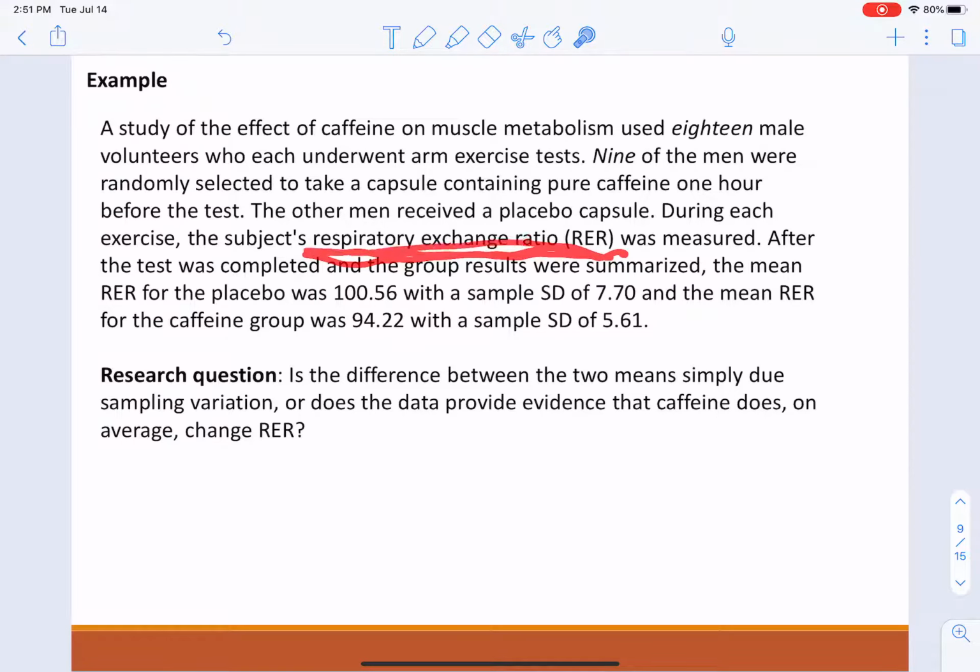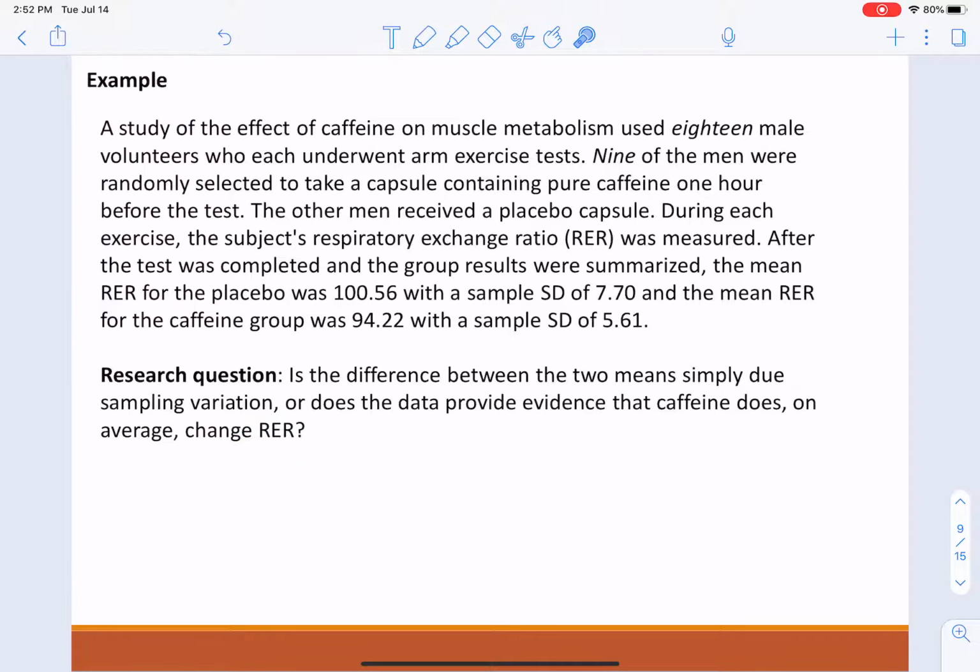It's a ratio between the amount of carbon dioxide you expire and the amount of oxygen that you inspire. I think that's what it is. It's been a while since I've done this physiology. So don't at me, please. But that's the idea here. So they're giving caffeine to one group, not giving it to the other, and they want to see how this changes, right? So the research question is, do we have enough evidence to say that caffeine, on average, changes your RER, your respiratory exchange ratio?